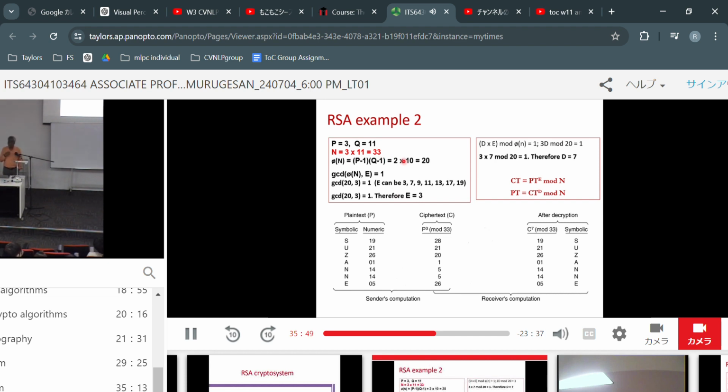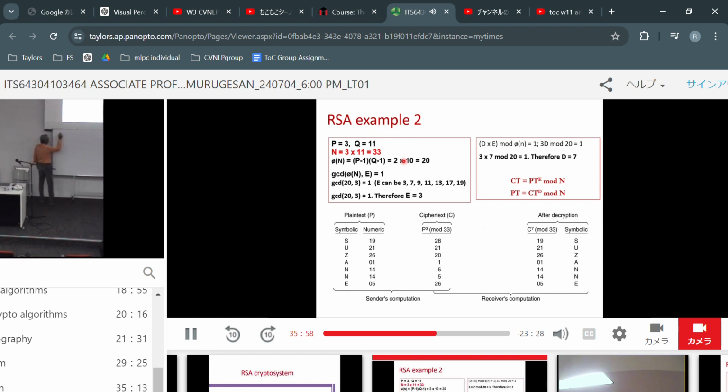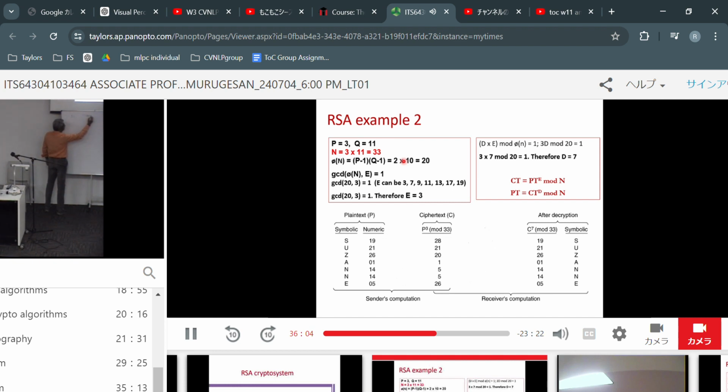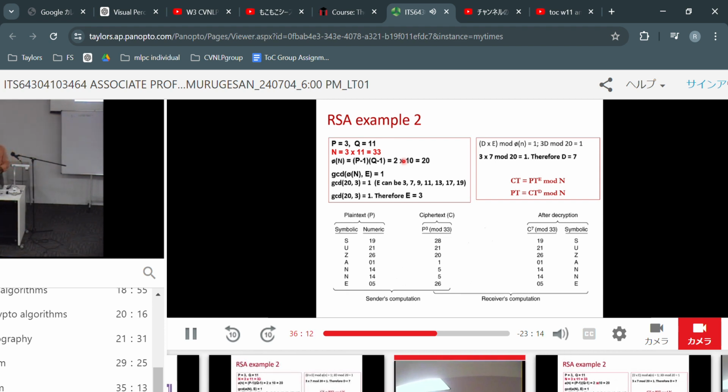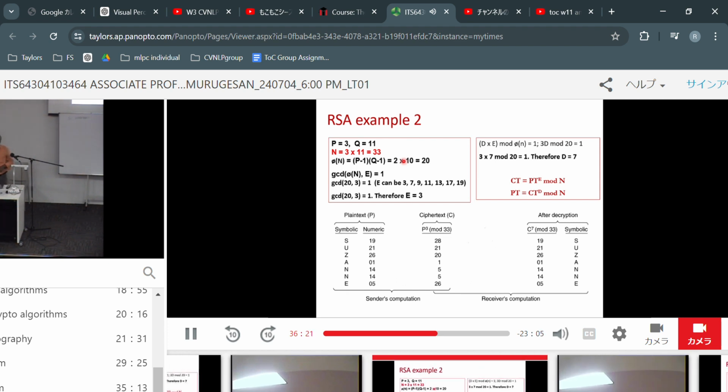I have taken P as 3 and Q as 11. 3 is not 1024 bits, and 11 is not 1024 bits. I am writing 3 as 8 bits, which means ASCII. ASCII is a 7-bit code plus 1 parity bit to detect whether there are any errors or not, so altogether it is 8 bits. So 3 here will be just 8 bits. It won't be 1024 bits.